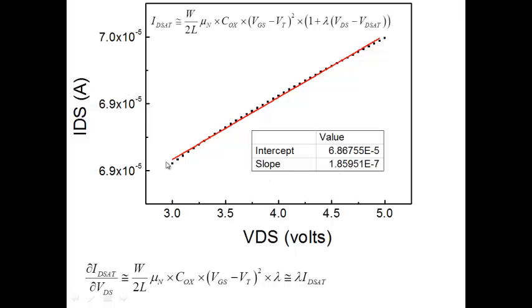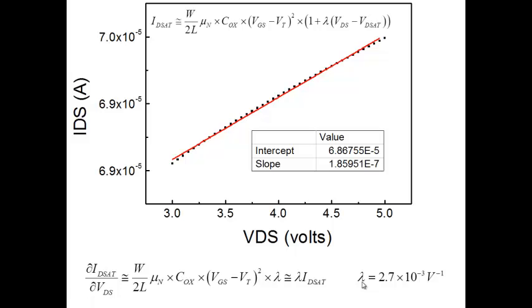Note that current is changing, but you can take an average current over this region and then calculate lambda. It turns out to be 2.7 into 10 power minus 3. Okay, a fairly small value of lambda. Why? Because the channel length is fairly large, 5 micron. For a 5 micron transistor, lambda is a very, very small value.